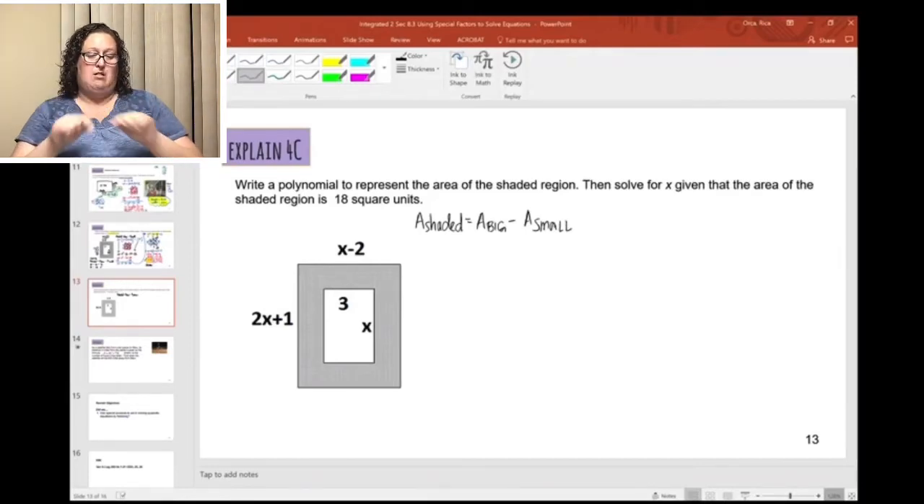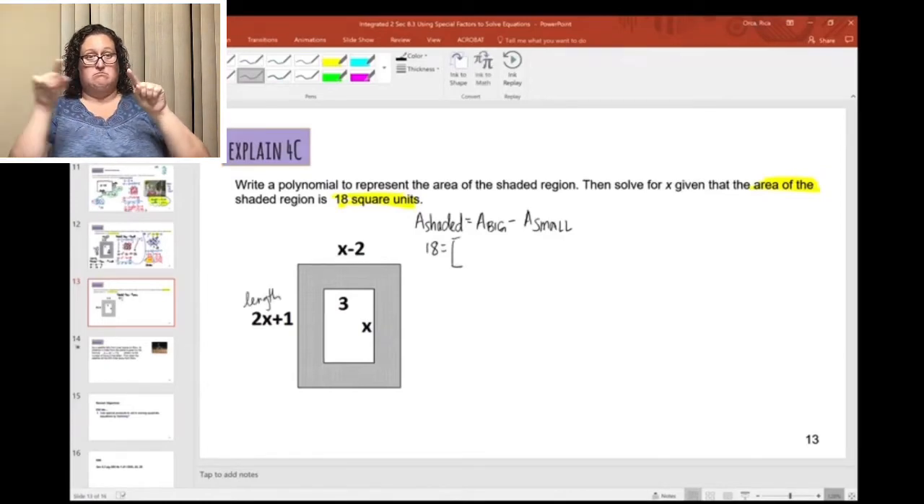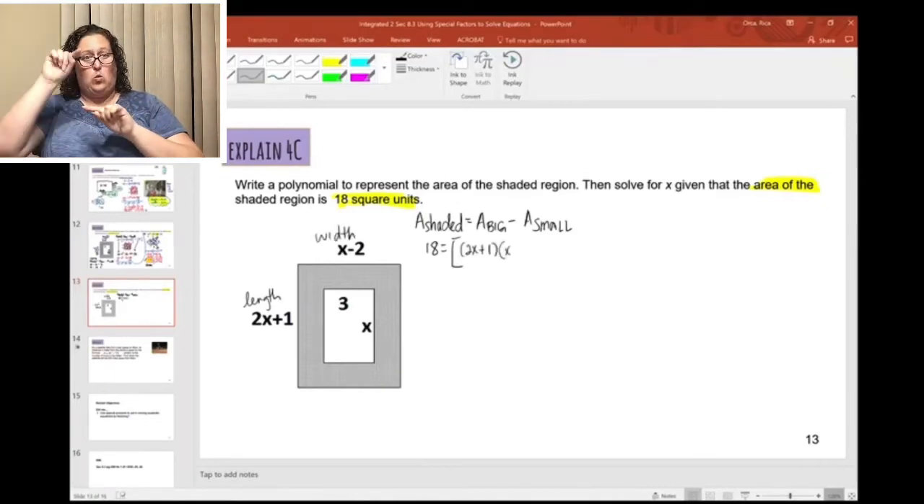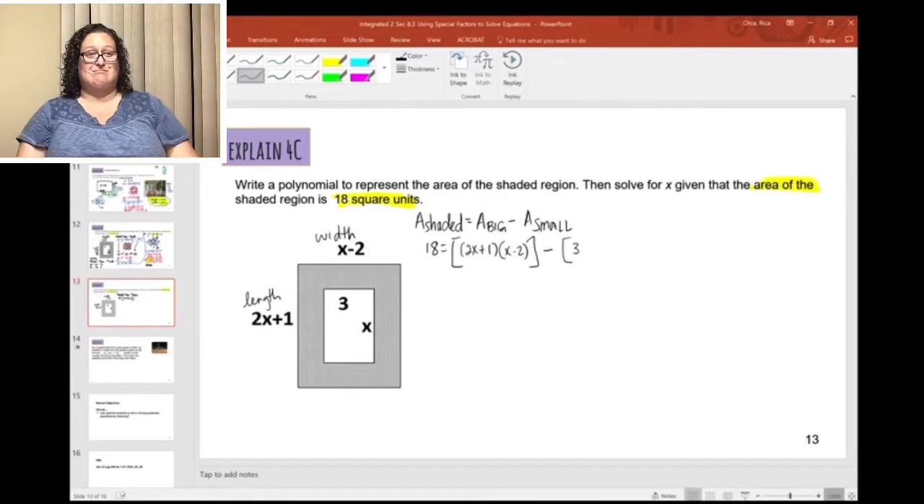Now let's plug everything in. The area of the shaded region is 18. 18 equals the area of the big rectangle. Well, its length is 2x plus 1, and its width is x minus 2, minus the area of the small rectangle, which is that white rectangle, is 3 times x, which is 3x.